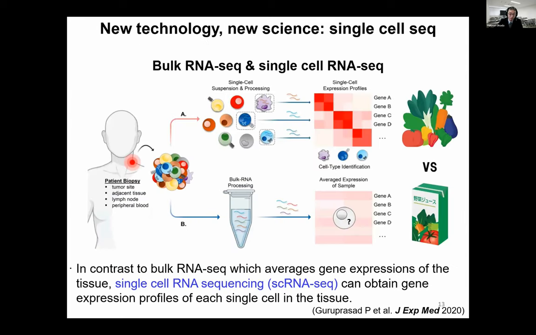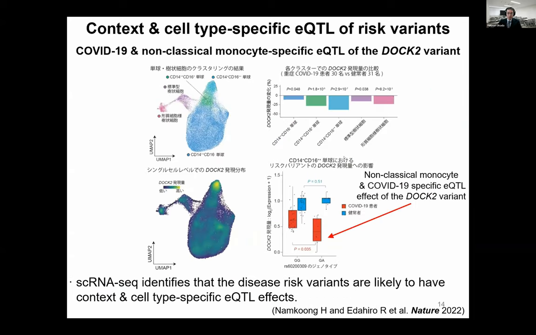And to discover this biology, we started to use a new technology, single cell sequencing. Now here is a famous figure for comparison between bulk RNA-seq and single cell RNA-seq. Single cell RNA-seq can tell us the detailed information of the cell's components. So we use this method and, oh, I'm sorry, it's English, I'm Japanese, but anyway, we found that DOCK2 is specifically expressed in innate immune cells, especially non-classical monocytes.